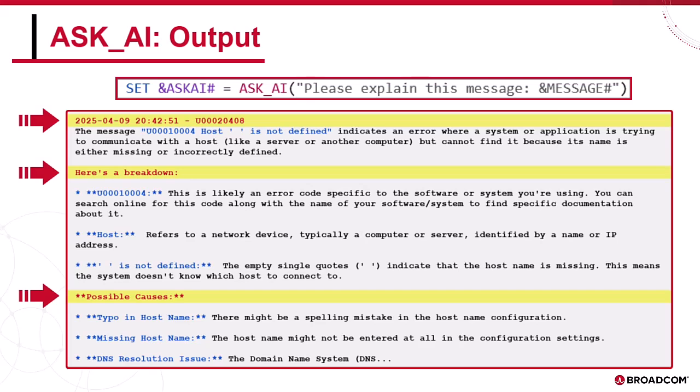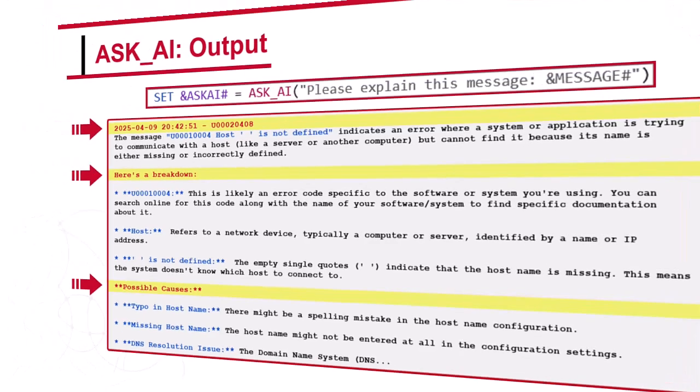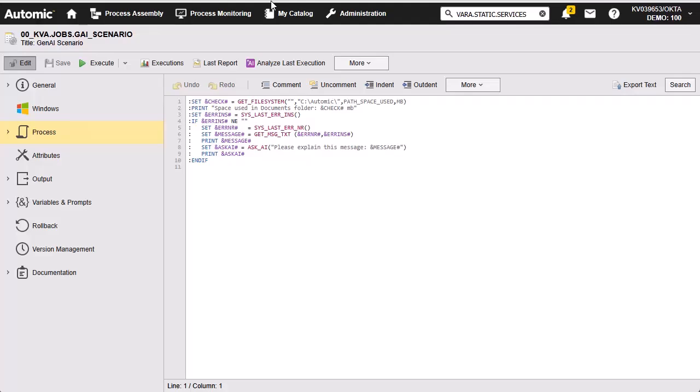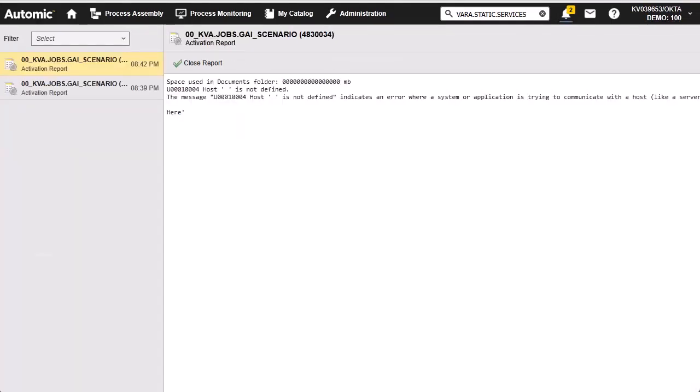This information is in a variable, which means you can stick it anywhere, email, SMS, notification, or whatever else. This is the notification associated with the second execution. And this is the first execution.